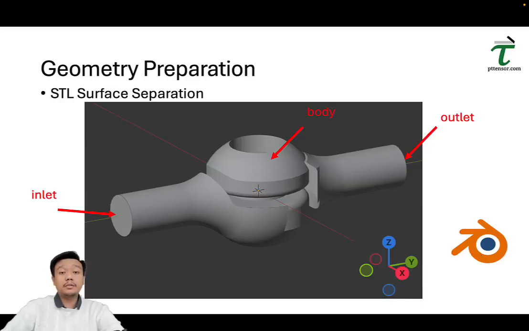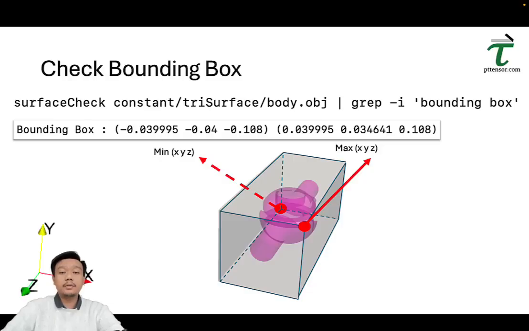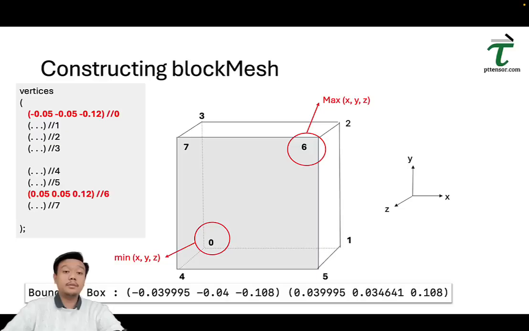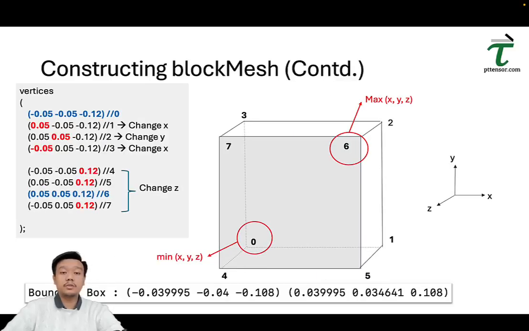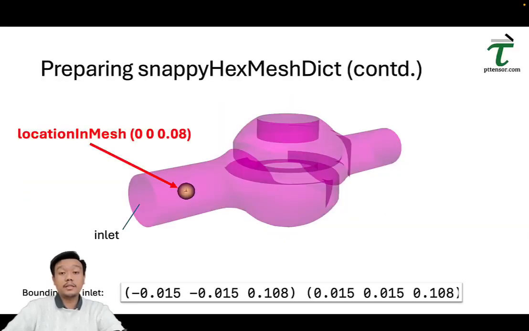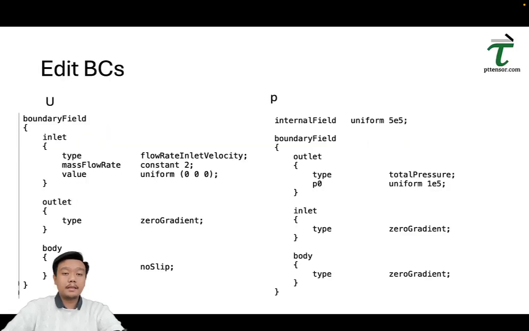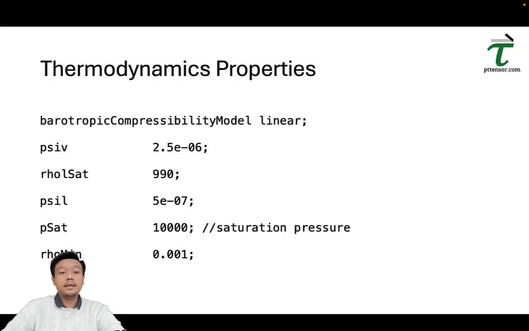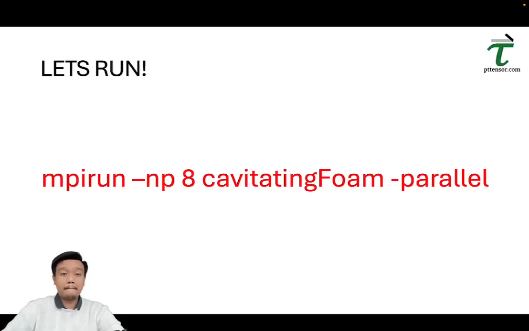We will use Blender to separate surfaces like inlet, outlet, and body for the geometry preparation, then create the blockMesh by checking the geometry bounding box, and discuss how to input blockMesh coordinates based on the geometry, then discuss the snappyHexMesh setups and their location in the mesh. Also, we will check and edit the boundary conditions based on your specific case before running, and then finally we can run our simulation in parallel using cavitatingFoam.